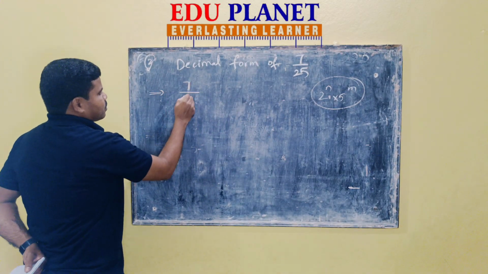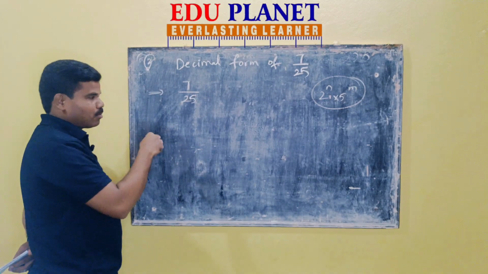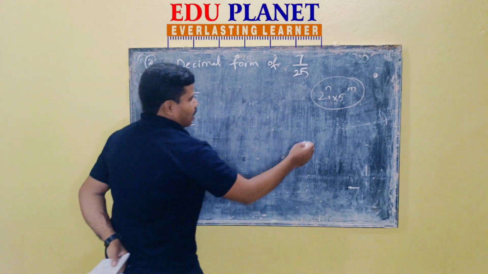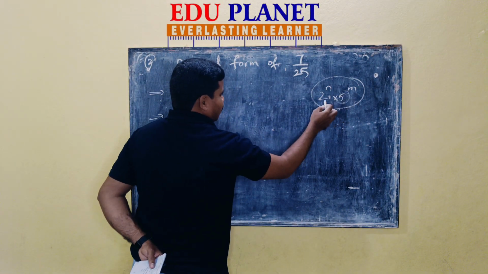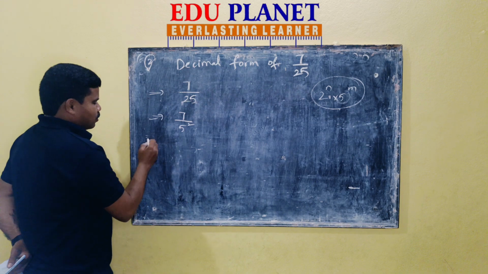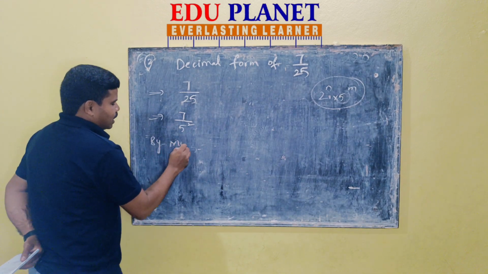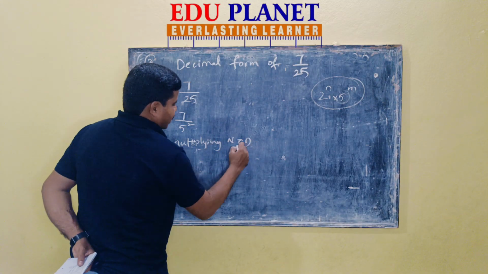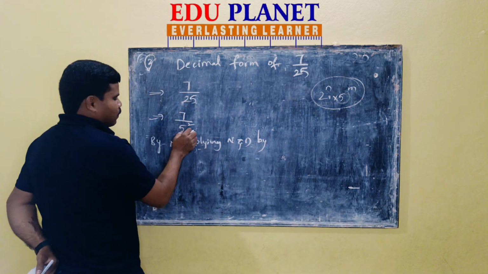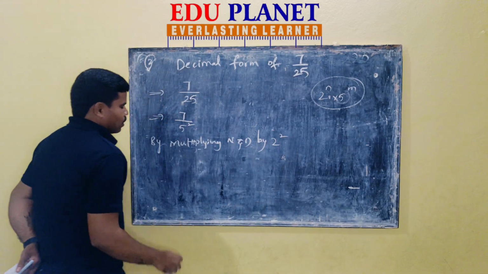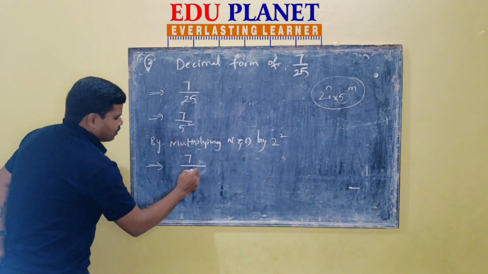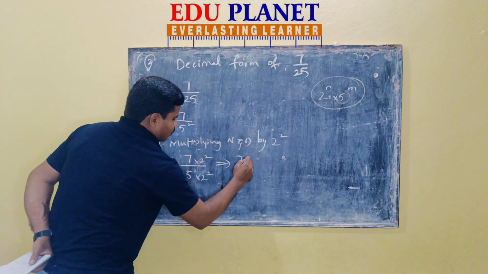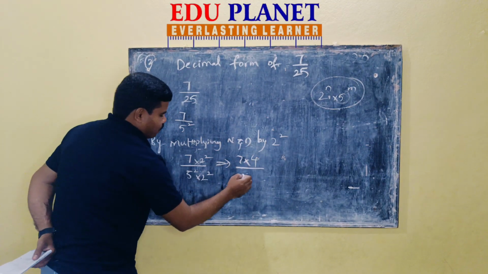Consider the given number, that is 7 by 25. Just focus on the denominator only. 7 by 25 I can write as 7 by 5 square. See, I have only 5, but what I need is 2 also. So simply, by multiplying both numerator and denominator by 2 square, since 5 square is already there, just attach 2 square. 7 into 2 square, that is 4, by 5 square into 2 square.